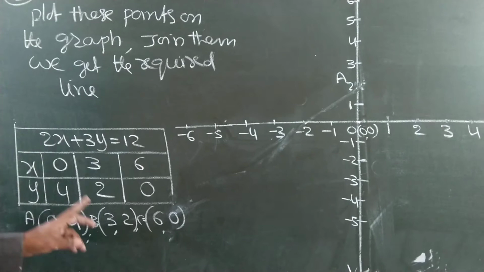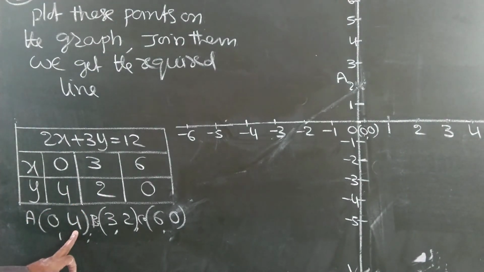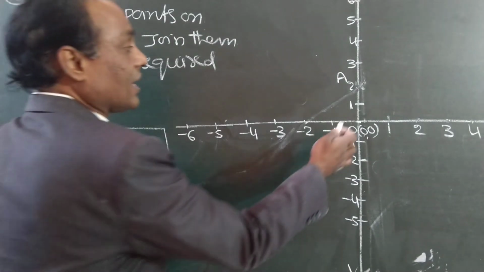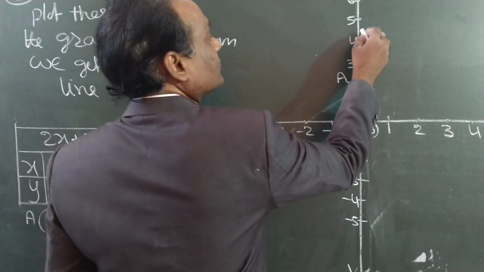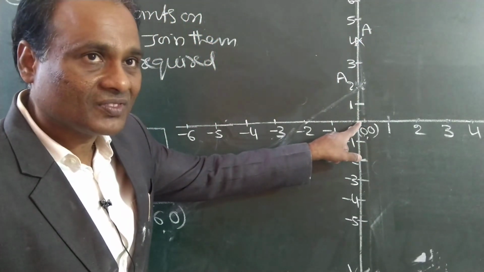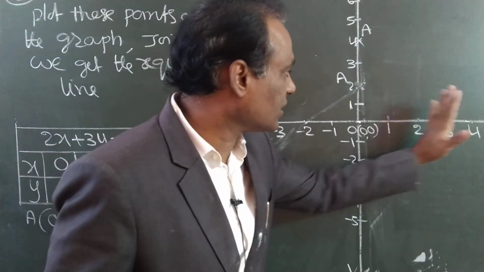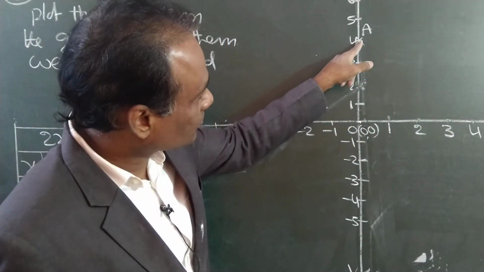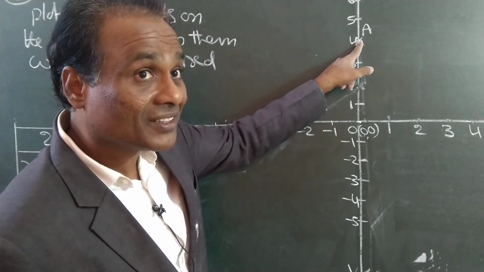See here, x is 0, y is 4. X value 0, y value 4. Don't go to that side or this side. X value 0, y value is 4. This is the point.